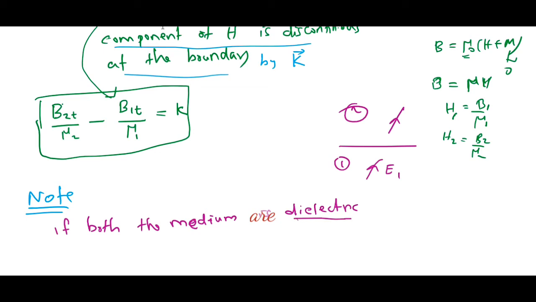What is the meaning of dielectric? That is an insulator. On the insulator there will not be any current, therefore here K will be zero. If I consider fields H1 and H2 also, if both the media are dielectric, here K will be zero, in the second medium also K will be zero. No sheet current will be there because no free charges are there. That is why no current is possible. Then we can say that K is equal to zero.